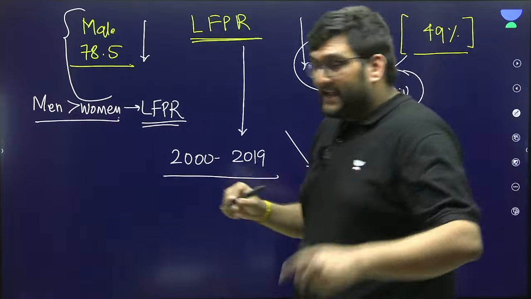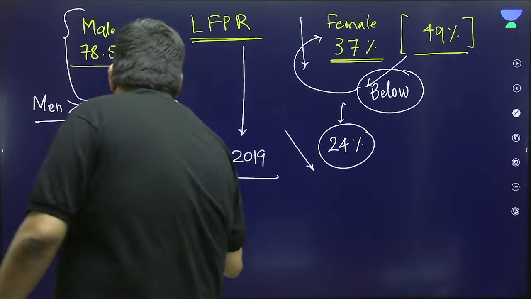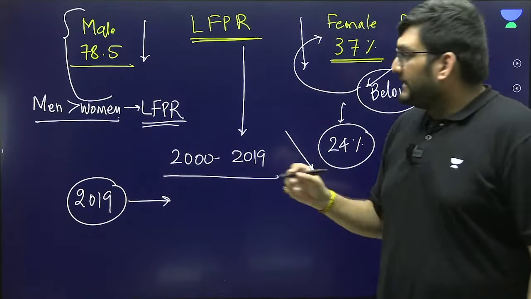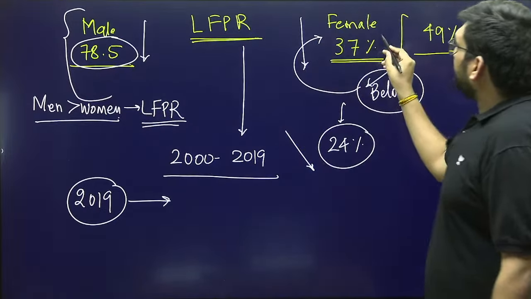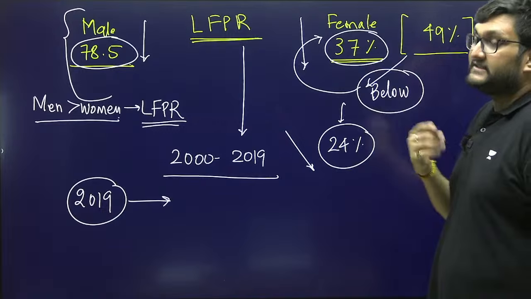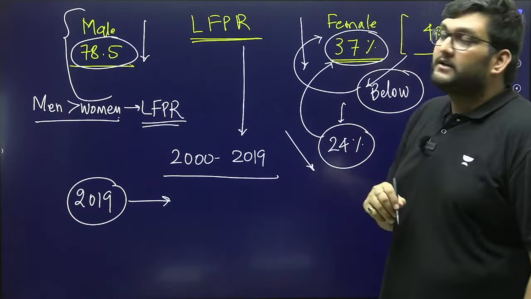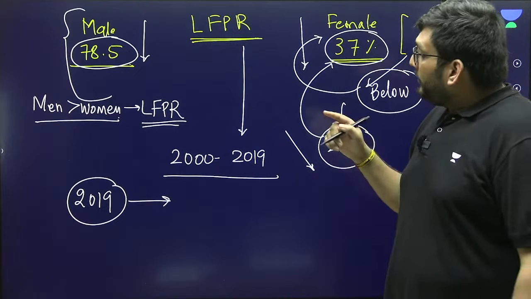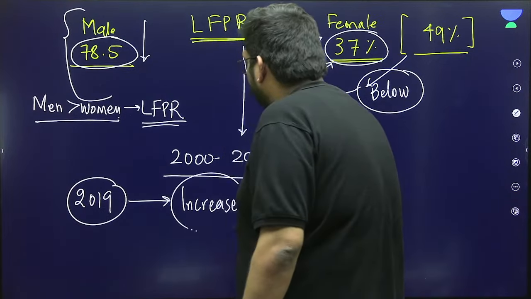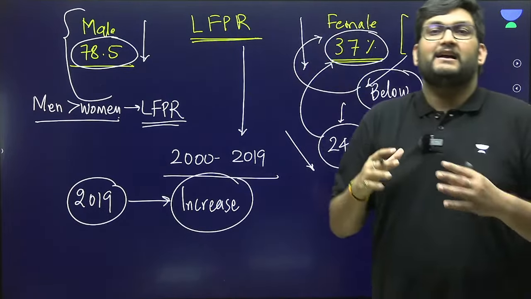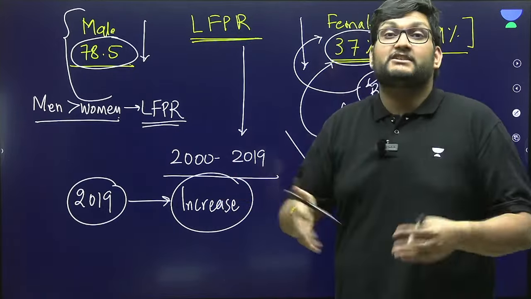It is only after 2019 that there has been an increase, and that increase has brought the male number to 78.5 and the female number to 37%. So from 24%, we have increased to 37%. Now, what is this increase? See, an increase can happen as per any form of data, with females becoming more and more part of the labor force. But what is the nature of this increase?